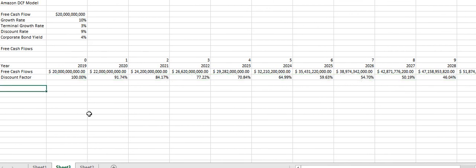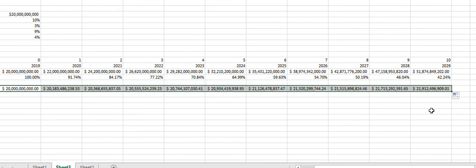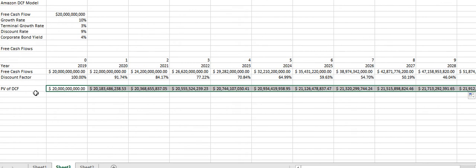So then to get the present value, I'm going to call it PV of discounted cash flows, and we're going to multiply the nominal free cash flow by the discount factor, okay? So 20 billion again is worth 20 billion right now, and then if you pull that out to year 10, there you go. Those are your discounted cash flows, okay?